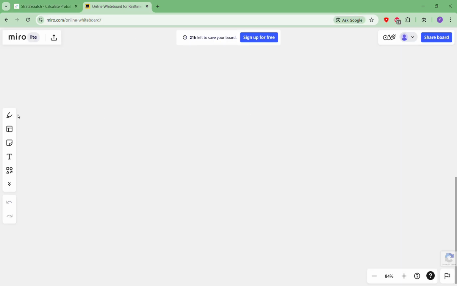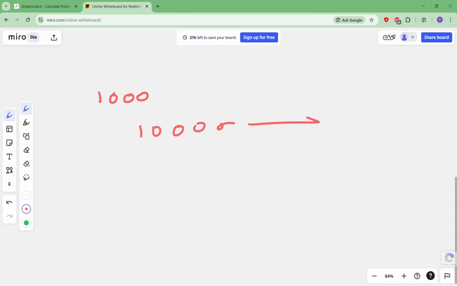So what does this mean? It means that the 1000 value lies 1000 deviations away from the mean.